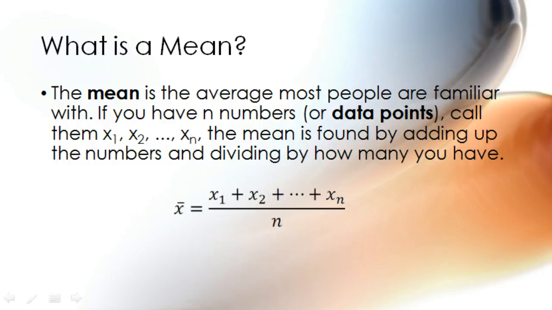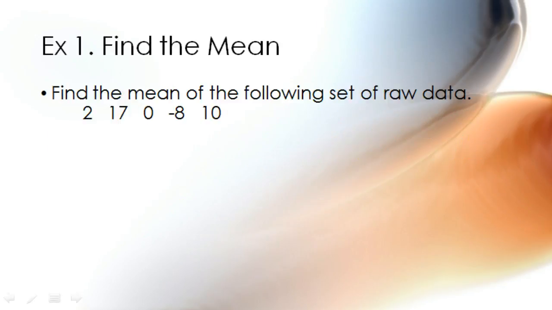The formula looks like this. X bar is the symbol for mean, and x1, x2, and so on are your individual numbers. N is how many numbers you have. Let's look at an example. Find the mean of the following set of raw data.